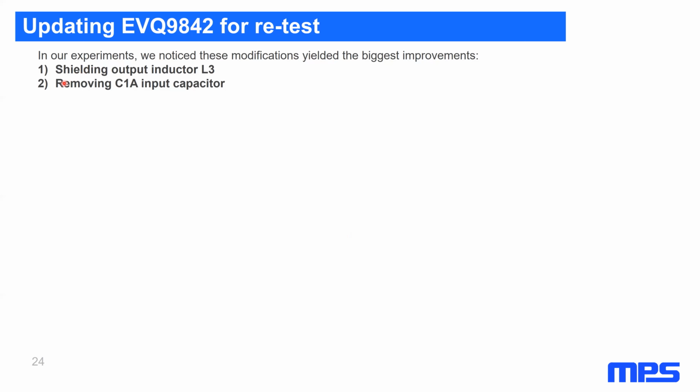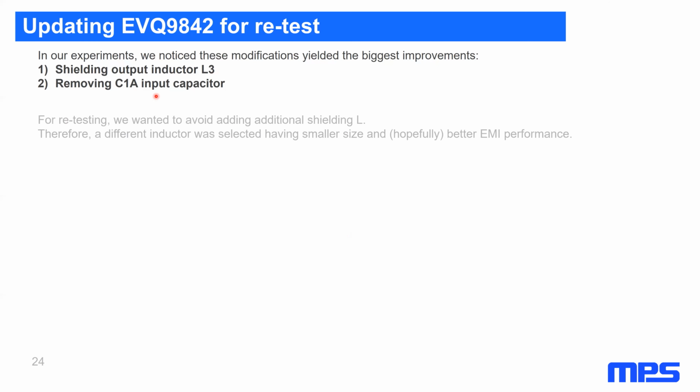From what we just reviewed, these were the two biggest impacts: shielding the output inductor L3 and removing C1A. In a customer's application, as well as on our own eval boards, we try to avoid shielding as much as possible. We don't want the extra cost. We try to make it pass with just the components on the board. So for that reason, I decided to not shield the inductor, but to just try to find a different inductor, hopefully one that's a little bit smaller and has a little bit better EMI performance. And that's what I did.